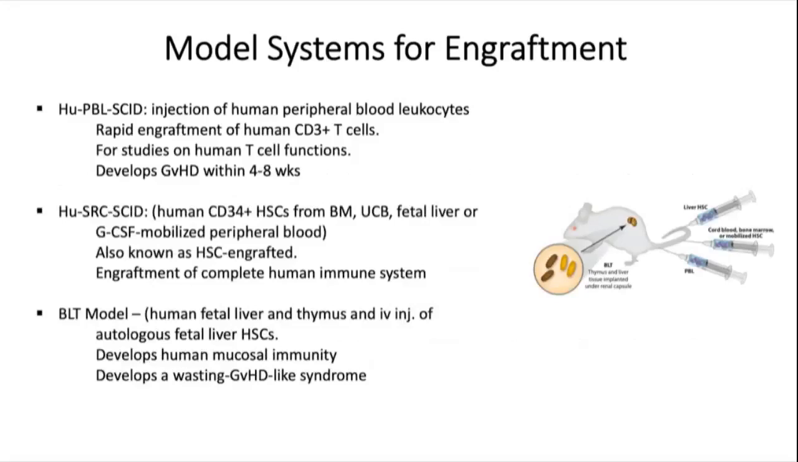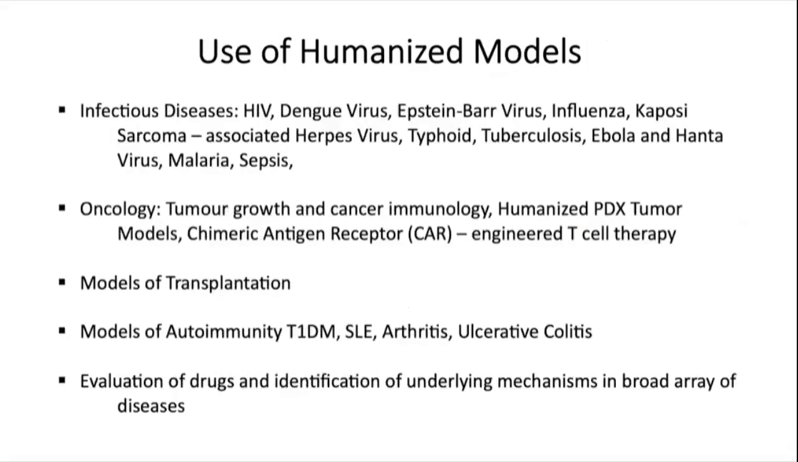Now, this describes how we generate such engraftment. This model, particularly this QSRC skid model, has an immune system very much similar to that of a human. A complete human immune system has been introduced into this mouse. And these models are very predictive of what happens in certain human-specific diseases, like infectious diseases including HIV, dengue virus, Epstein-Barr virus, many infections which are very specific to humans. Now these animals respond in the same way because of the similar immune function. In oncology, tumor growth and cancer immunology are all very similar to what you see in humans.